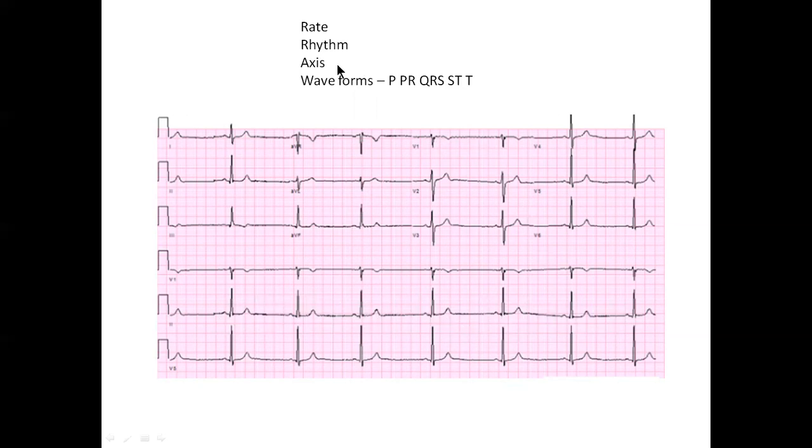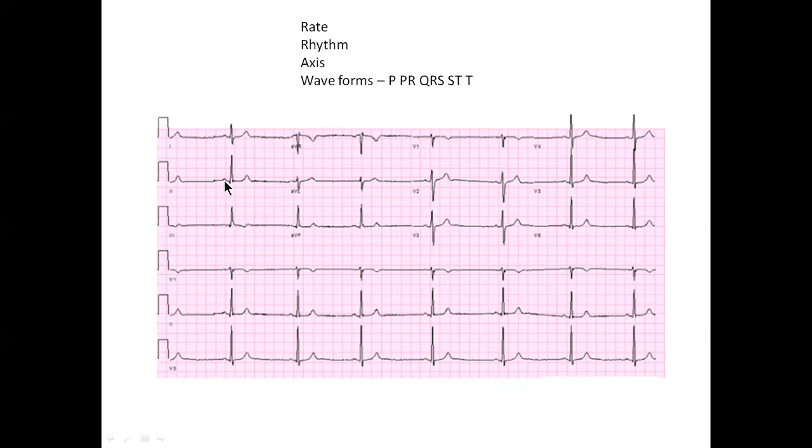The next thing we have to check is the axis. For that, we look at leads 1, 2, and 3. It's almost up, up, up. So it is a normal axis. Next, we look at each waveform.